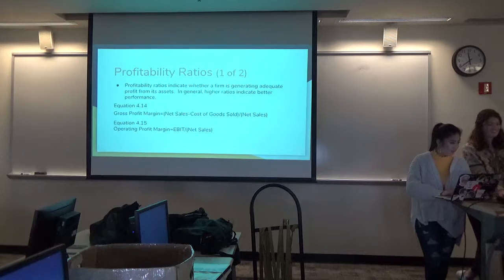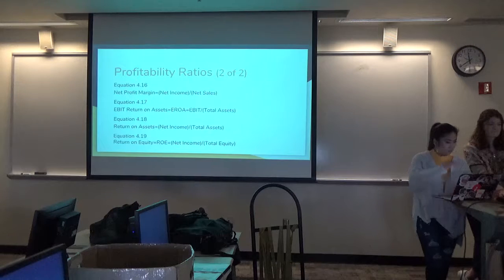Profitability ratios indicate whether a firm is generating adequate profit from its assets. In general, higher ratios indicate better performance. The gross profit margin is equal to net sales minus cost of goods sold divided by net sales. The operating profit margin is earnings before interest and tax divided by net sales.